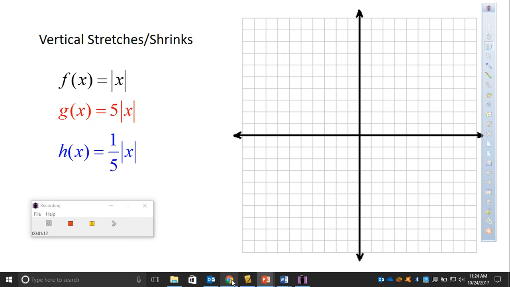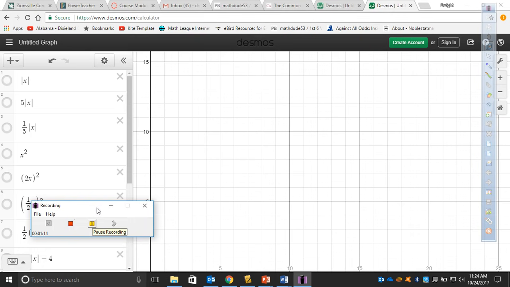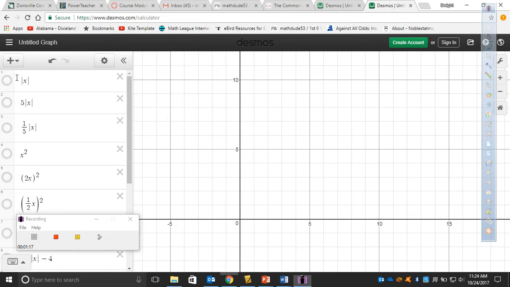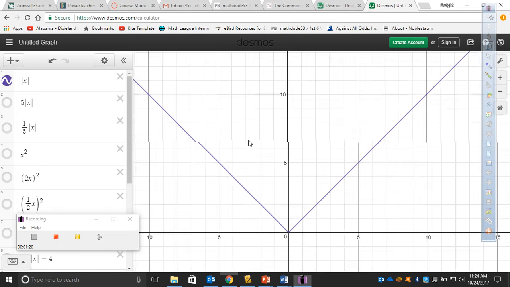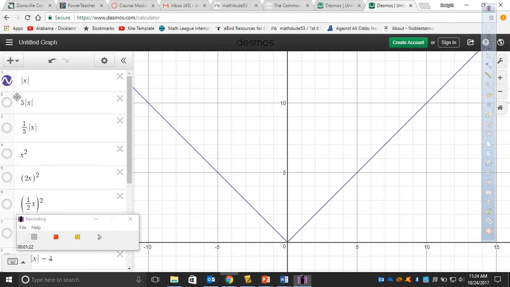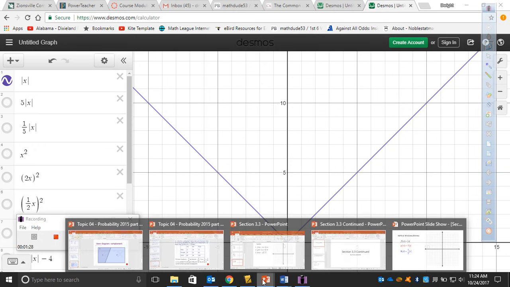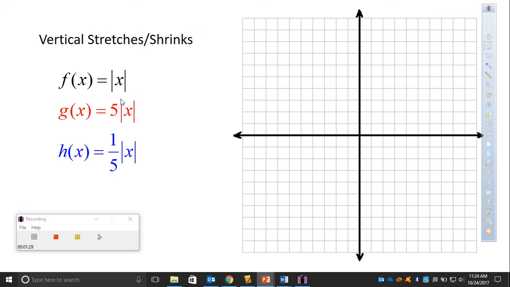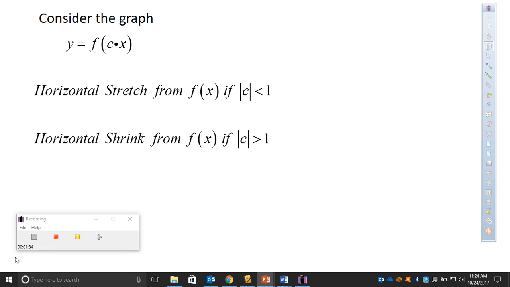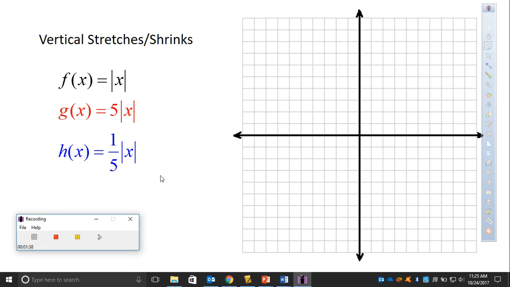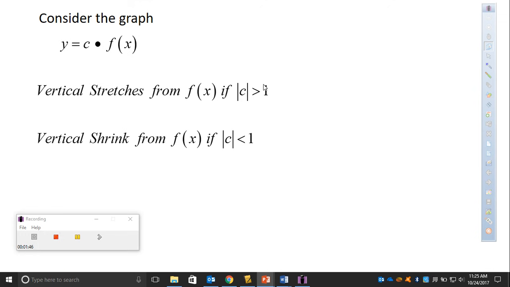I'm going to pull up Desmos to look at these. So here is the absolute value of x and what that looks like. So 5 times the absolute value of x. That number is greater than 1, so you can go back to the previous slide. There we go. Now we're back to where we need to be. c is greater than 1, so it's going to be a vertical stretch.